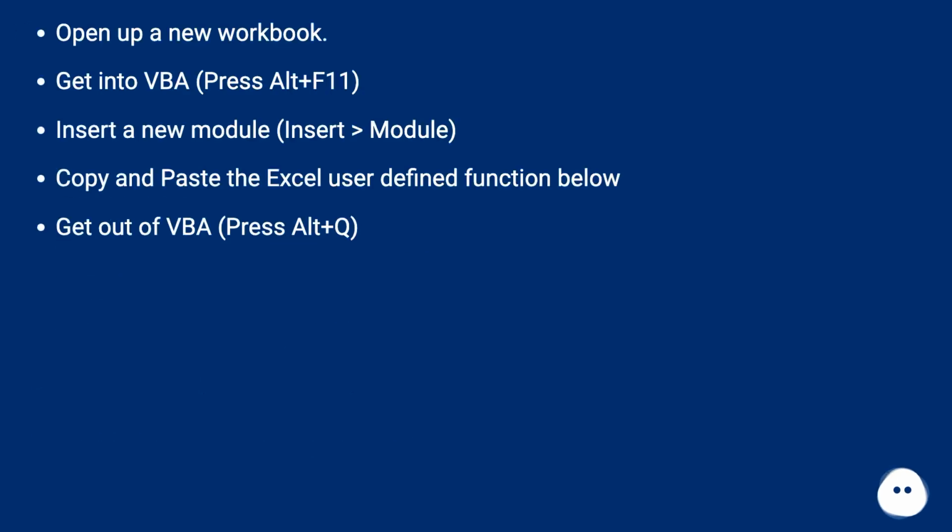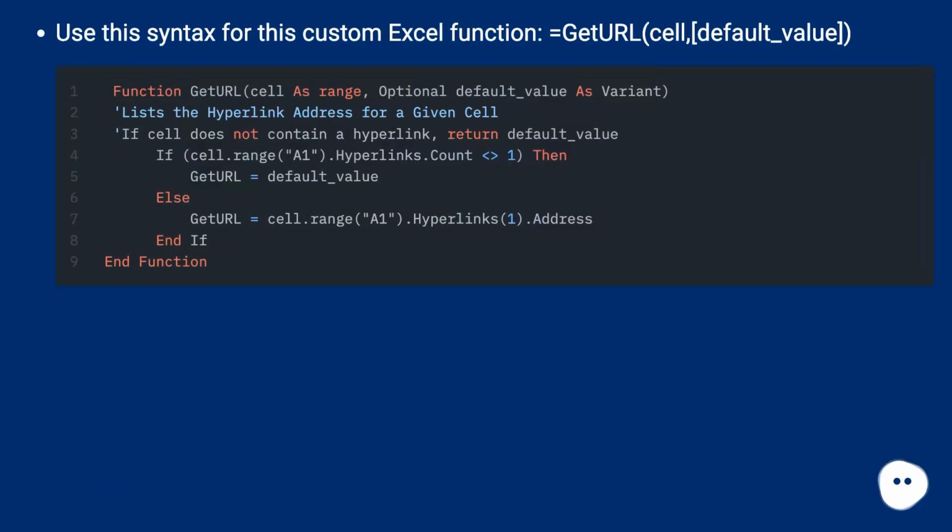You can use a macro. Open up a new workbook, get into VBA, press Alt plus F11. Insert a new module, insert module, copy and paste the Excel user-defined function below. Get out of VBA, press Alt plus Q. Use this syntax for this custom Excel function, equals ctrl, cell, default underscore value.